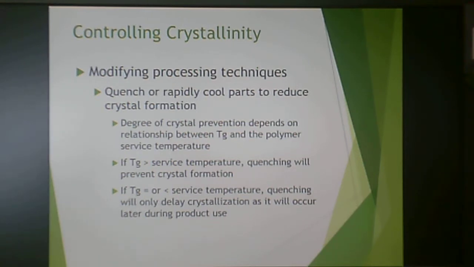So if you want to quench it by rapidly cooling to prevent that crystal formation, you have to keep the Tg in mind. If the glass transition temperature is greater than the surface temperature, then if you quench it, you'll prevent crystal formation. Well, why is that? The glass transition temperature is the temperature of the polymer above which you get motion. If your surface temperature is below that temperature, you don't get any molecular motion. It can't move around, it can't wiggle around to create crystals. So whatever you do to rapidly cool it to below that Tg, it will keep it that way.